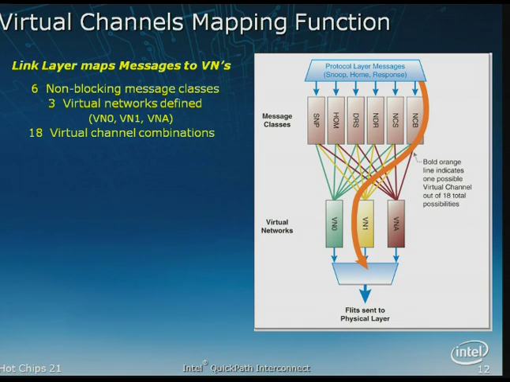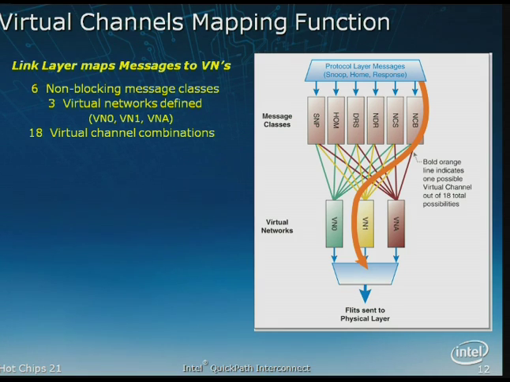So we have 6 non-blocking message classes. Again, from a link layer standpoint, the message classes are all fair and equally distributed. We can provide no bias to any one of those. We then map those message classes to one of 3 virtual networks. Call them VN0, VN1, and VNA. That gives us a combination of 18 virtual channel combinations.